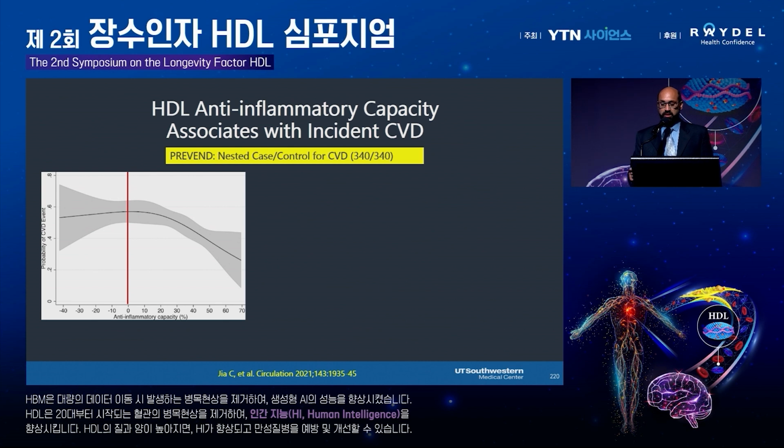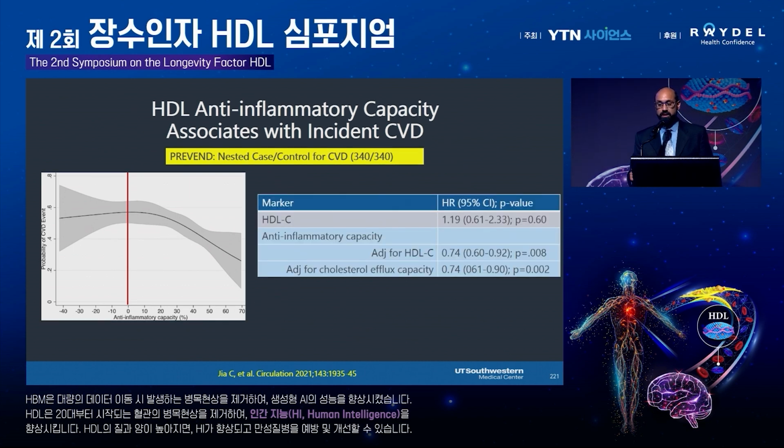The second HDL function that I'll highlight for the talk today is anti-inflammatory capacity. And this was done by UT group. And what they did is they looked at the ability of HDL to suppress VCAM production from endothelial cells after being stimulated with TNF-alpha as a readout for anti-inflammatory potential. And they analyzed this in a European cohort called the PREVENT study. They did a nested case control of over 300 cases and 300 controls, and they found a very nice inverse relationship between the anti-inflammatory capacity and incident ASCVD.